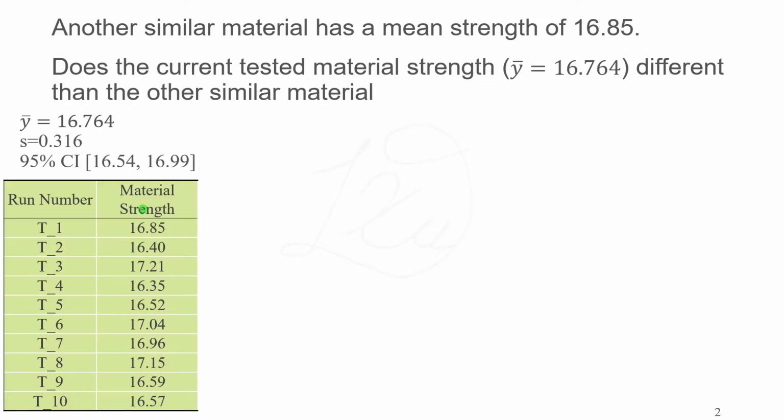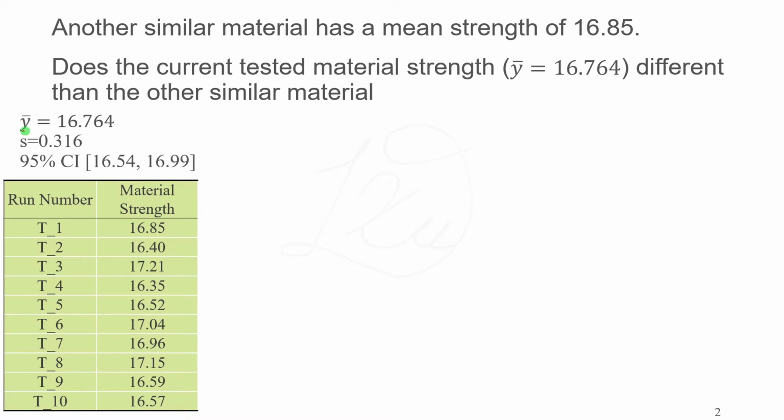In the last video, we used this dataset of the material strengths. Now, another similar material has a mean strength of 16.85. Does the current tested material strength, which has an average value of 16.764, differ from the other similar material?